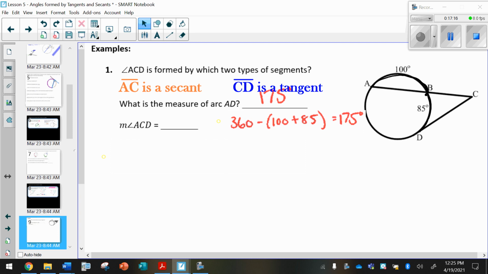Now I ask, what's the measure of angle ACD? Well, angle ACD is an exterior angle formed by a tangent and a secant. So we are supposed to do half the difference of the intercepted arcs. So I take half the difference, which means subtract, of the two intercepted arcs. Half of 90 is 45 degrees. So the measure of angle ACD, the exterior angle, is 45 degrees.